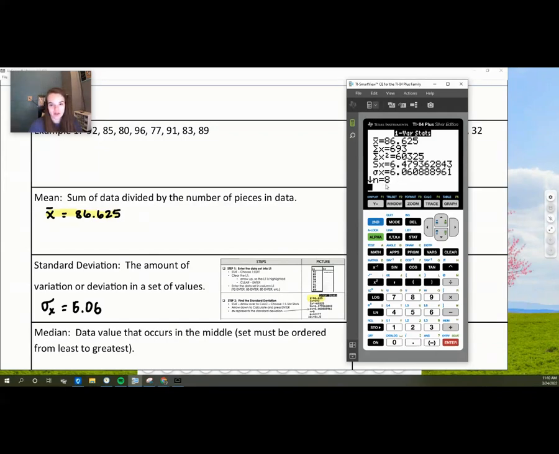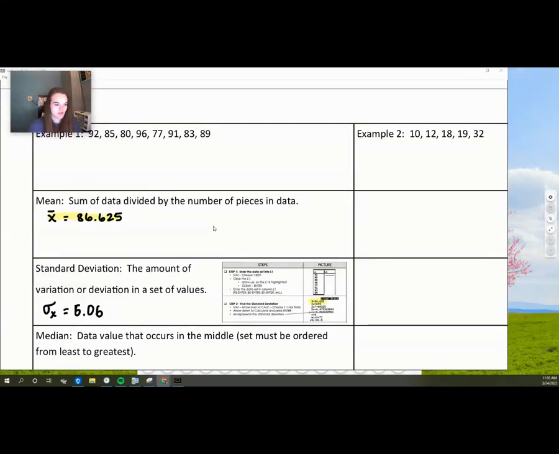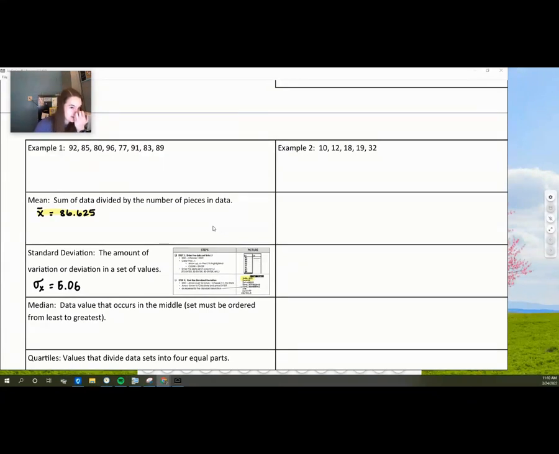By the way, this tells you there are 8 numbers in the set. This tells you the minimum value is 77. The first quartile, we're talking about in a minute, is 81.5. The median is 87. The Q3, the third quartile, is 91.5. And the maximum is 96. Okay, we don't actually need any of that for the rest of this. We're going to do it all by hand, but that is good to know that if you ever need to find it, it's there. All right, to find median is literally the data that occurs in the middle.